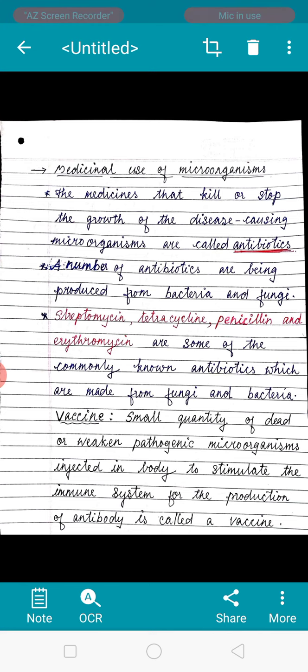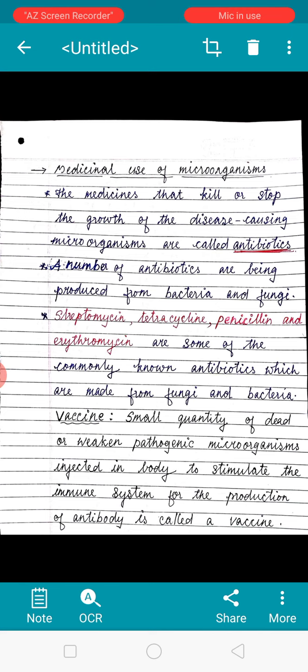Then what are antibiotics? The medicines that kill or stop the growth of the disease-causing microorganisms are called antibiotics. These disease-causing microorganisms are called pathogens. And these days, a number of antibiotics are being produced from bacteria and fungi. Some of the commonly used antibiotics which are made from fungi and bacteria are streptomycin, tetracycline, erythromycin, penicillin, etc.